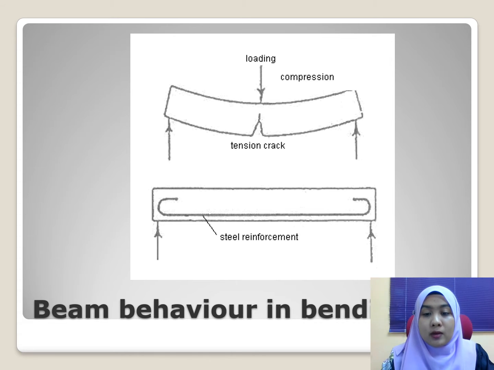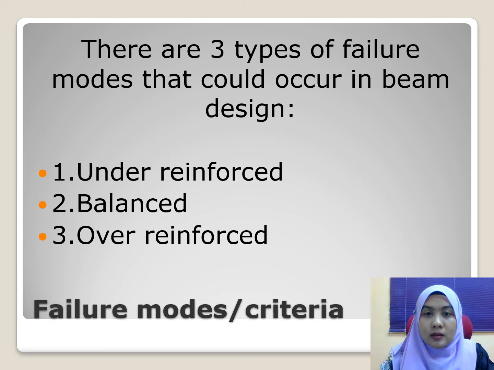So this is the beam behavior in bending. This is just the basic concept of reinforced concrete. When we apply load, the top surface will be in compression, and the bottom surface will be in tension. Since concrete is poor in tension, there is going to be cracking at the bottom surface. So we add steel reinforcement to enhance the strength of concrete in tension. There are three types of failure modes that could occur in design: under-reinforced, balanced, and over-reinforced.